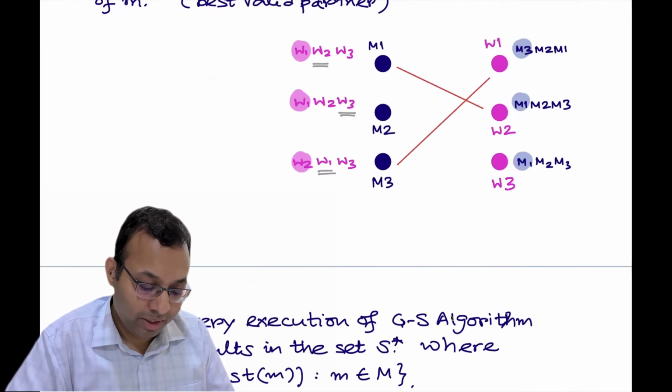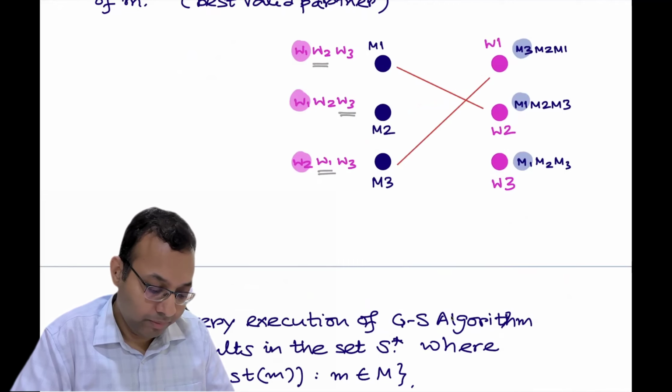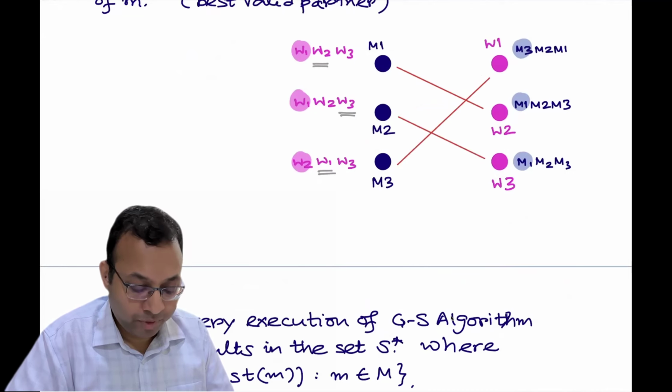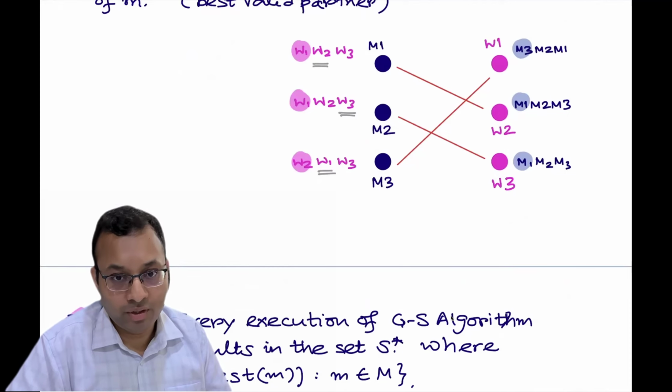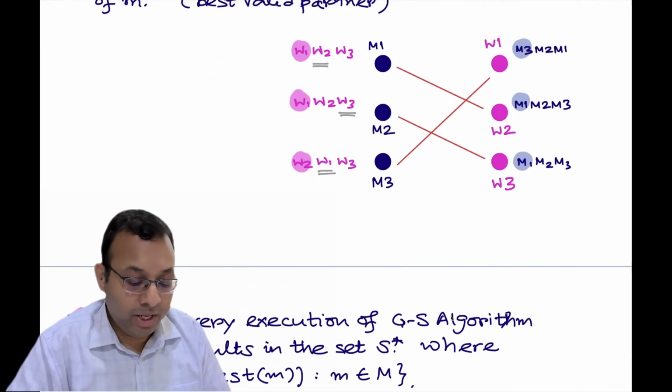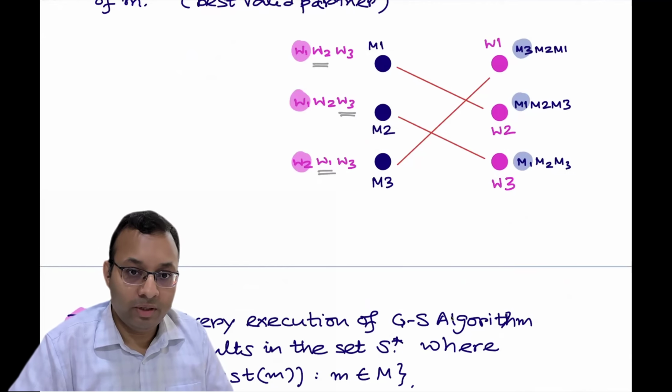Now M2 comes again. M2 proposes to W3, because the others have rejected him. So M2 proposes to W3 and now all are matched. Now we see that M1 is getting W2, its second preference, M2 is getting W3, its third preference, and M3 is getting W1, its second preference. So none of the men are actually getting their top preferences in this example. In fact, M2 is getting his worst preference.